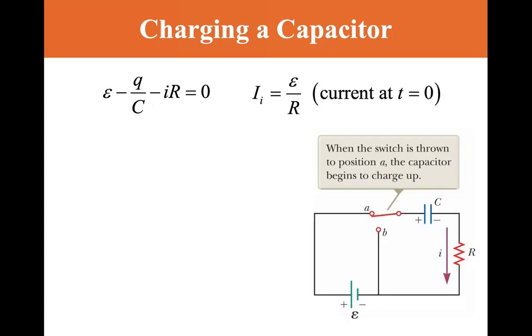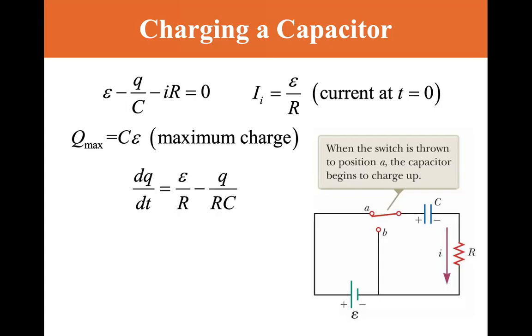So at t equals zero, the current is maximum: the voltage divided by resistance. The maximum charge is the capacitance times the voltage. And dq/dt is equal to the battery voltage divided by the resistor minus the charge divided by RC.